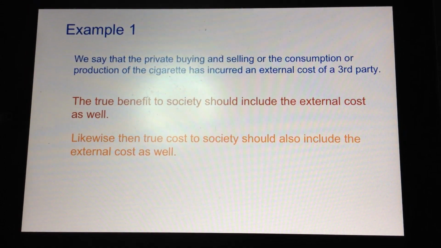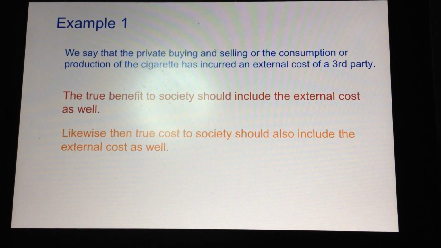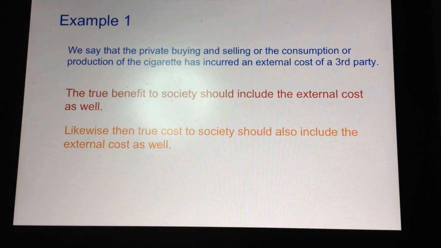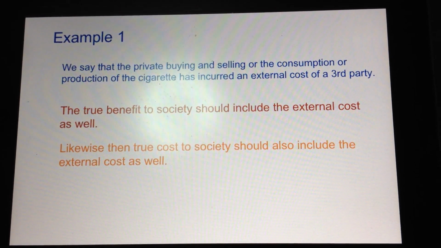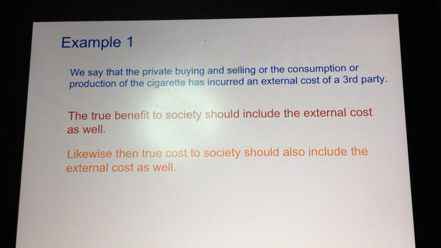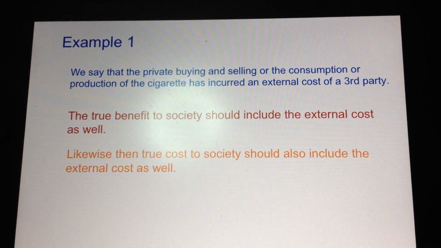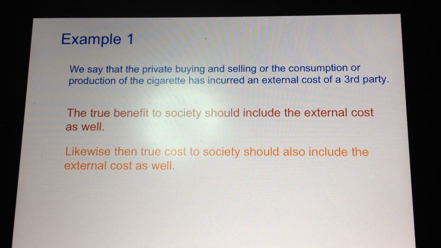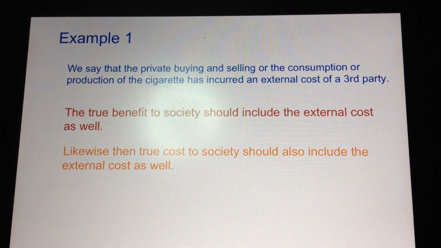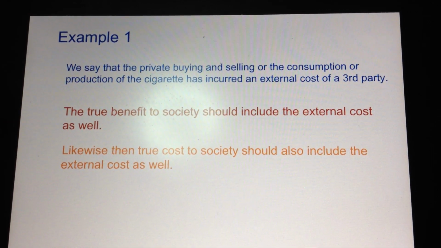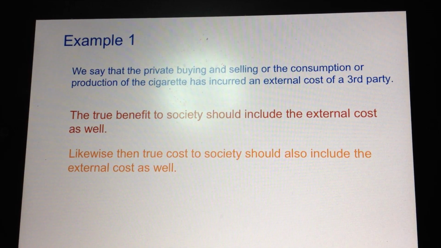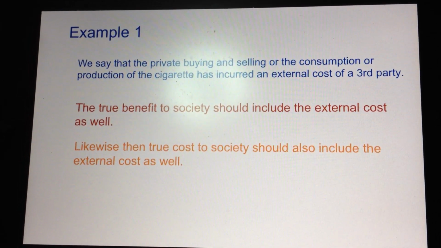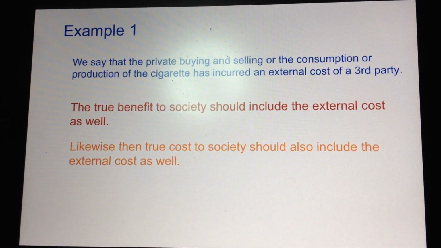So we say that the private buying and selling, or the consumption or production of the cigarette, has incurred an external cost to a third party. Now the true benefit to society should include the external cost as well. Likewise, the true cost to society should also include the external cost. So in other words, what is the real cost to society from a person smoking and a producer selling cigarettes? It is not just their private benefit and their private cost. They have to consider the cost and benefit to society as well.